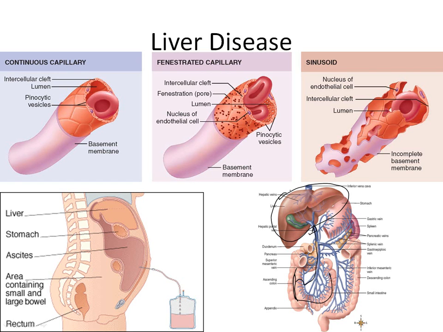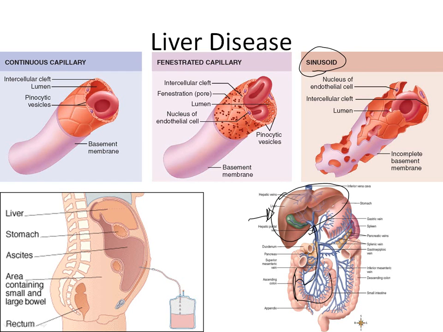With liver disease, there is a decrease of blood flow through the liver itself. Now, the liver has a special kind of capillary within the liver itself. These capillaries are actually called sinusoidal capillaries. There are three different types of capillaries, as you can see here: continuous, fenestrated, and sinusoid capillaries.